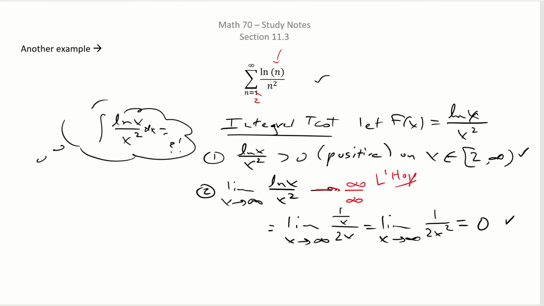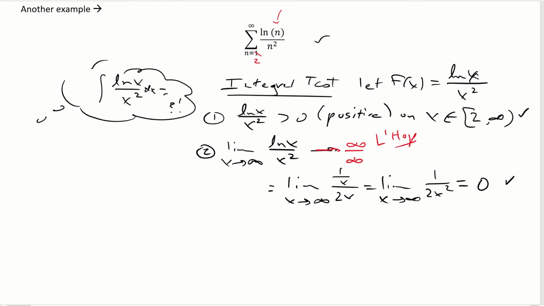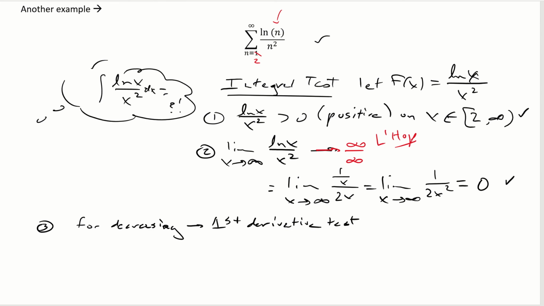Wonderful. Okay. We got to go to step 3, which shows that it's also decreasing. We may wonder why that's a thing, but we do it just the same. 3, is it decreasing? So for decreasing, we get to wander into the first derivative test. Remember that guy? It's where you take the derivative and you look at the sign of the derivative. So we're going to take f prime. And this time it's not L'Hopital. This is a quotient rule problem.